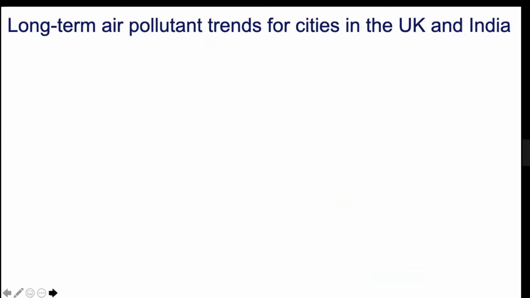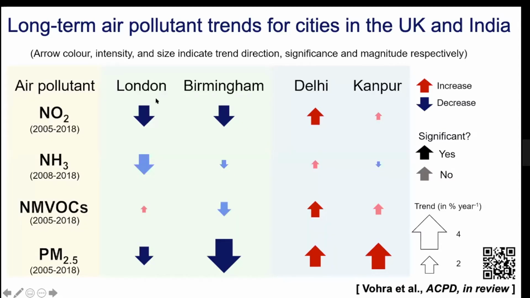Now, I won't show you the trends for all, but I have a summary slide to show you the trends for all the cities in the UK and India. These were the 4 cities we were looking into, and these were the 4 pollutants we were catering to. A blue downward-facing arrow indicates a decreasing trend, and an upward-facing arrow shows an increasing trend. The darker shades indicate the significance of the trend. What we see is that London and Birmingham are showing a decrease for most of the pollutants, except NMVOCs, which have shown a recent increase, 2012 onwards. And for the cities in India, the air quality has been degrading, and so we see an increase.